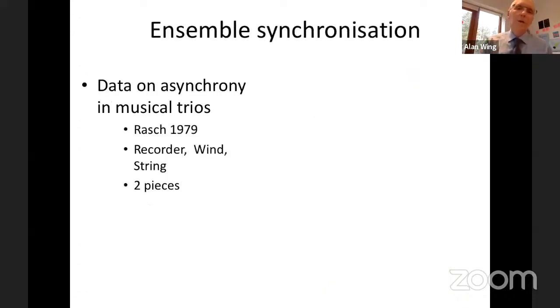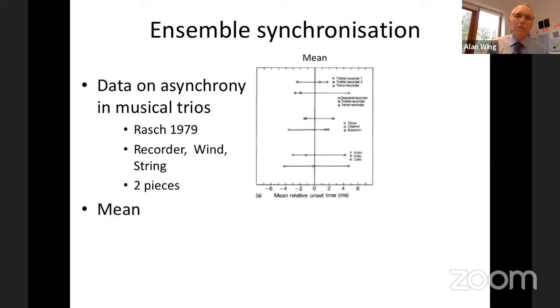There's some data on asynchrony in musical trios. This is from Rasch in 1979, looking at different groups. For example, there's recorders here, there's wind groups here, and string groups here. And this is looking at the mean onset asynchrony in each playing two different pieces of music. And you see the mean onset asynchrony is around about 0, but there is a range for different instruments. Quite often, for example, with the violin taking the lead and the cello perhaps being the last in line.